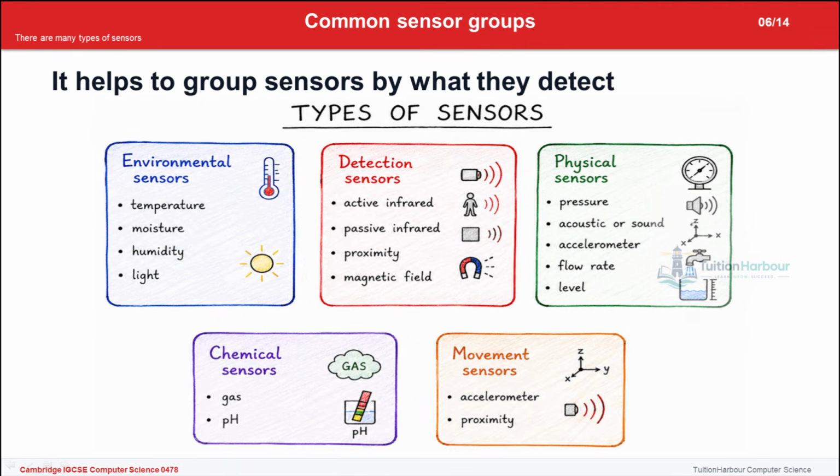Common sensor groups. Sensors can be grouped by what they detect. Environmental sensors measure conditions such as temperature and light. Detection sensors identify objects or radiation. Other sensors measure pressure, sound, chemicals, movement, flow, or level.